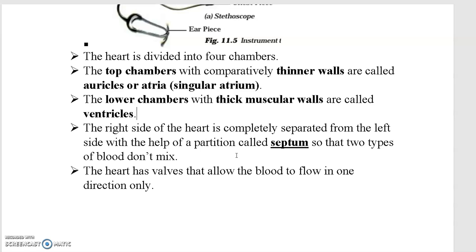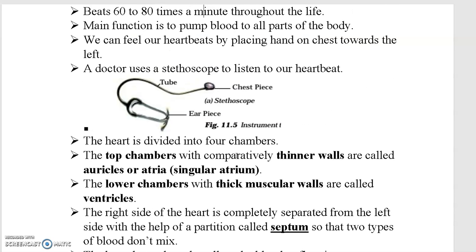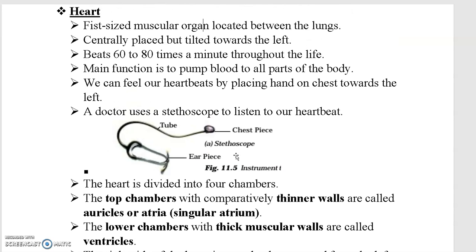So what we have discussed, हमने देखा हार्ट के बारे में. हार्ट क्या होता है? एक फिस्ट साइज मस्कुलर ऑर्गन. ओके, आप जितने भी बड़े हो, आपकी जितनी फिस्ट होती है उतने साइज का मस्कुलर ऑर्गन होता है आपका हार्ट. वो कहाँ लोकेटेड है? बिटवीन दी लंग्स. राइट, इट इज सेंट्रली प्लेस्ड बट थोड़ा लेफ्ट साइड की तरफ झुका हुआ है, और इसीलिए आपको लेफ्ट साइड की तरफ अगर आप अपना हाथ रखते हो तो आपको आपकी हार्ट बीट फील होती है.